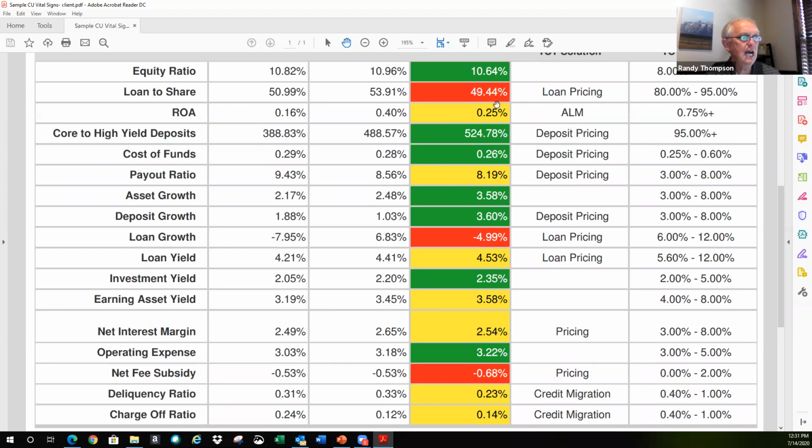Again, tying back to this key ratio here, what's our loan to share ratio? Now, growth numbers, just important. We need to grow to be healthy. And you can see here, these growth numbers are appropriate, but loan growth is in the negative. They're losing loans. I'll be darned.